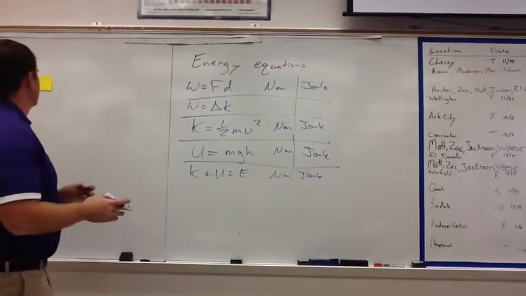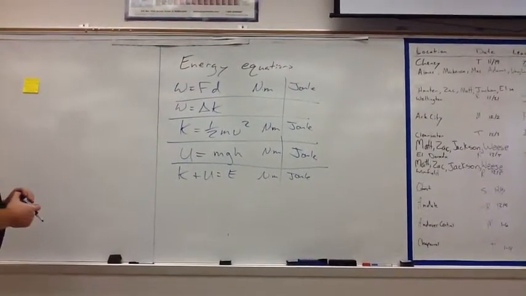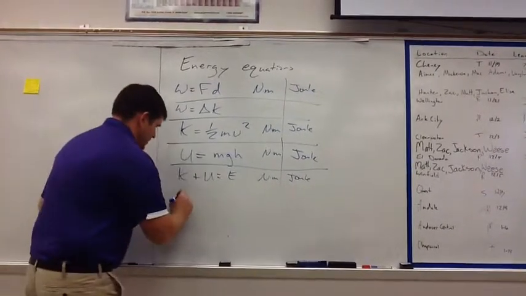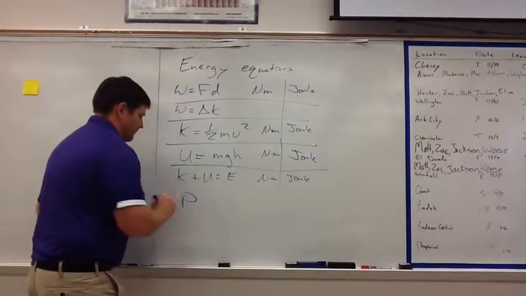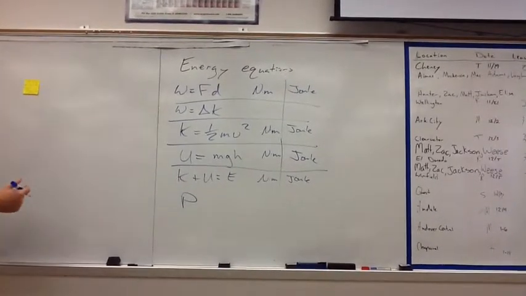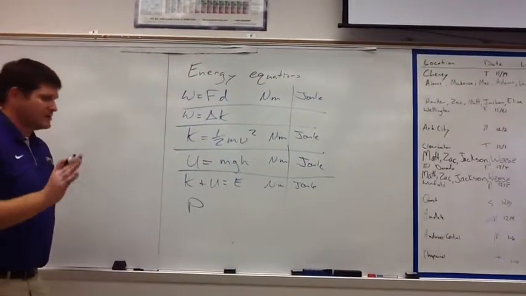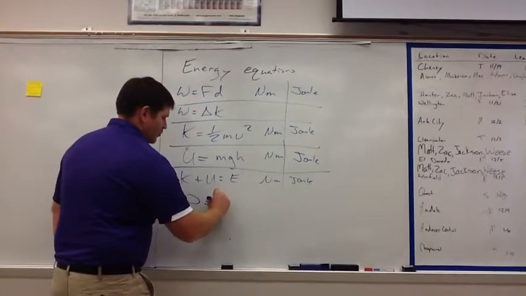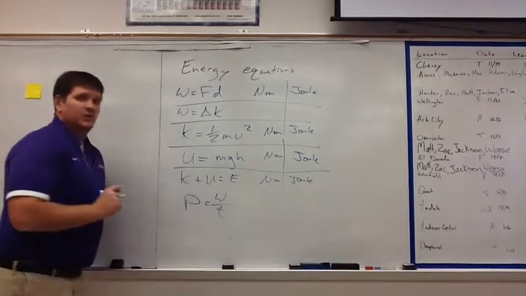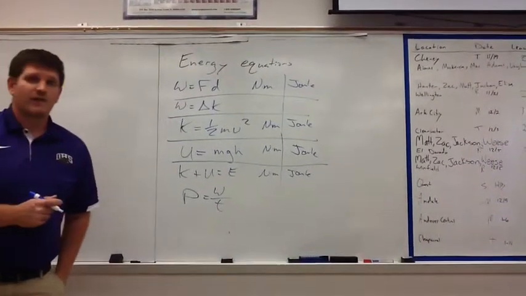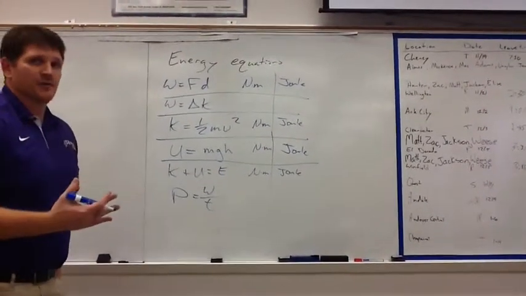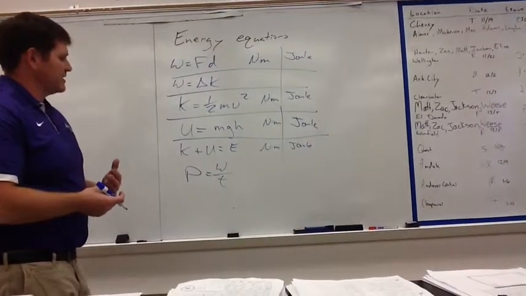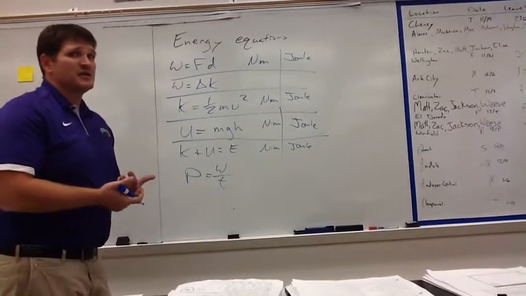We have one more equation we want to cover, one more thing beyond these simple equations, and that is power. That's our other big P. We have a big P, which is power, little p is momentum. Power equals the rate at which we do work. If we can do work faster, we're more powerful. Things that do work quickly are powerful.